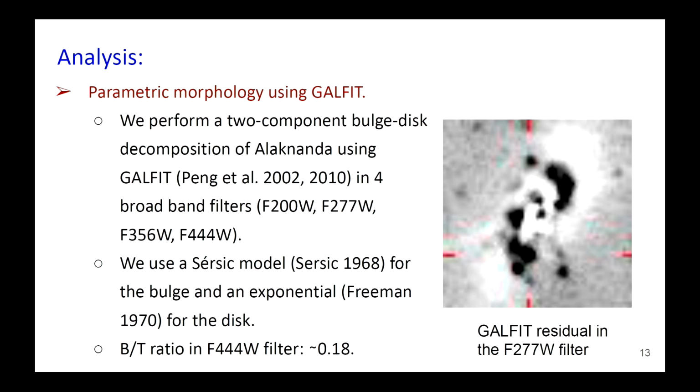We also carried out bulge plus disk decomposition, morphological analysis of this galaxy, and we fit a Sersic profile to the bulge and exponential profile to the disk, and this is the residual that we find after subtracting the model, and you can clearly see that there are spiral arms, and its bulge to total ratio is also very small, which means that it is definitely a well developed disk at this redshift.